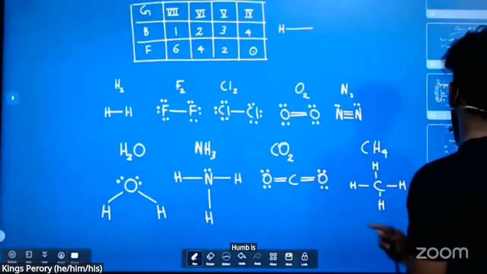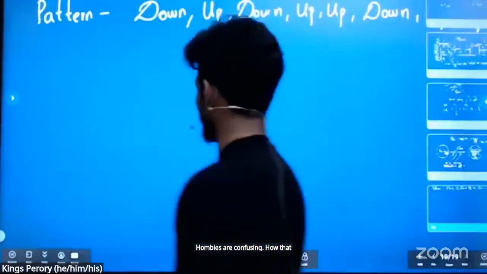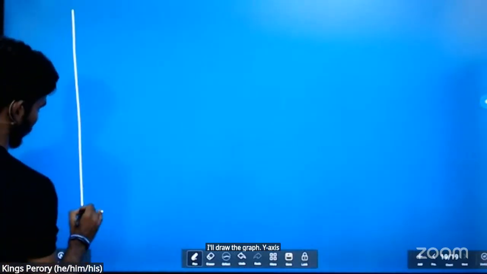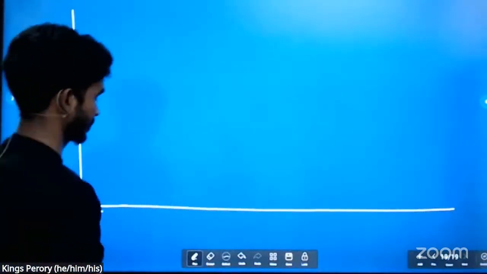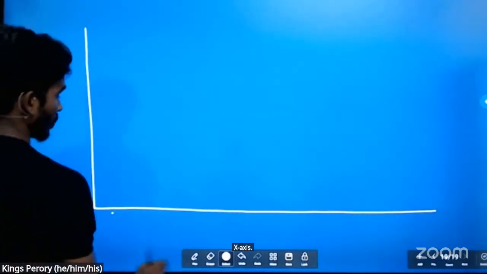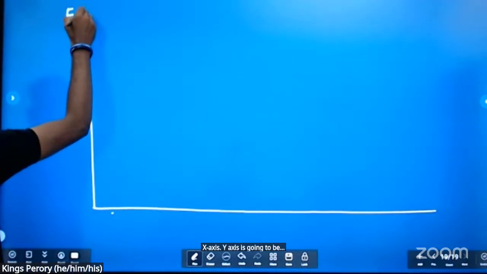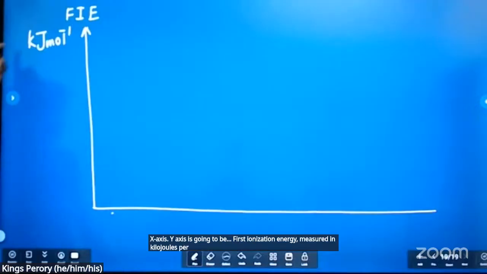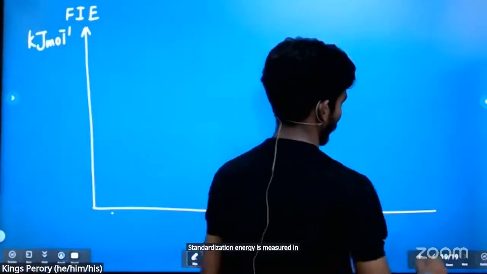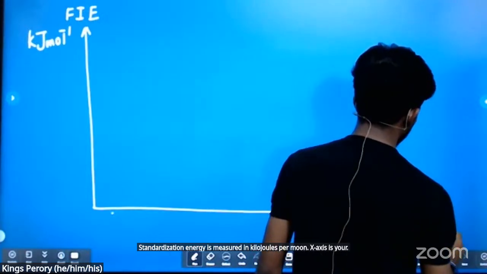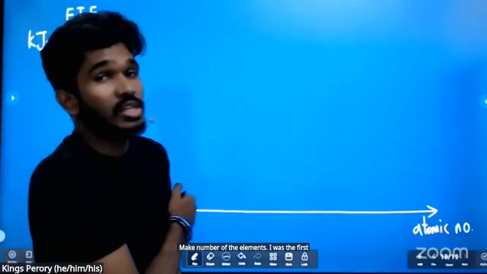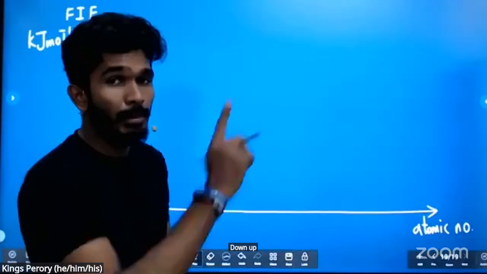These are confusing. How does that rhyme become the pattern? Now see, I'll draw the graph and show you. Y-axis. X-axis. The Y-axis is going to be first ionization energy measured in kilojoules per mole. Remember that. First ionization energy is measured in kilojoules per mole. The X-axis is the atomic number of the elements. Now, what's the first ionization energy variation across a period? Down, up, up, down, up.